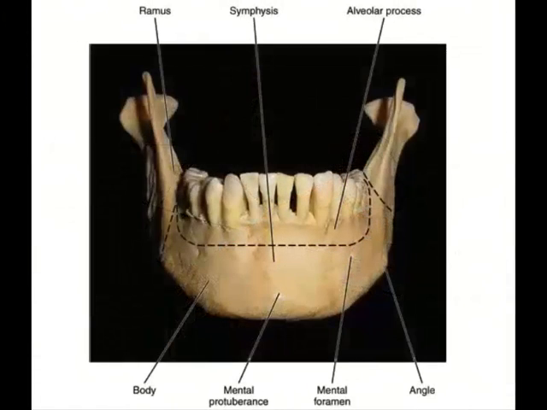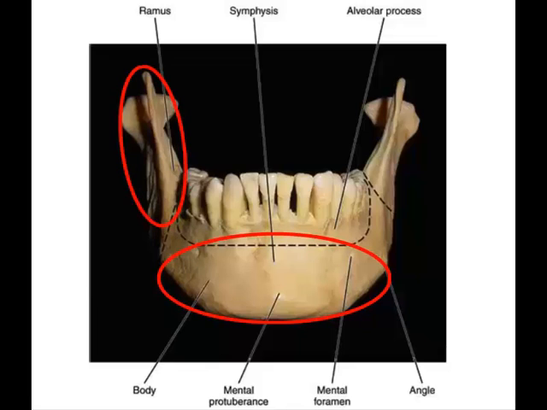The mandible is the only movable bone of the face. It forms the lower jaw. The mandible consists of the horizontal portion, the body, and two vertical processes called the rami.